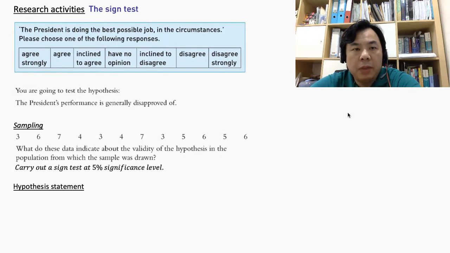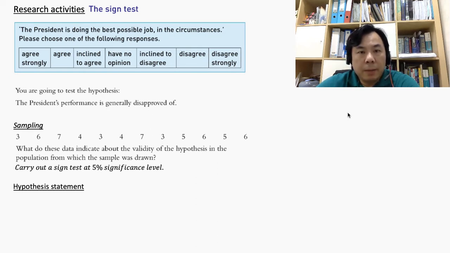Now the research activity involves the following survey. Some of you might want to carry out a survey to find out whether the president's performance is above average, or whether he's doing his job or not. So the question for the questionnaire is: the president is doing the best possible job in the circumstances. Please choose from the following responses. Those will be the survey questions delivered to the respondents.